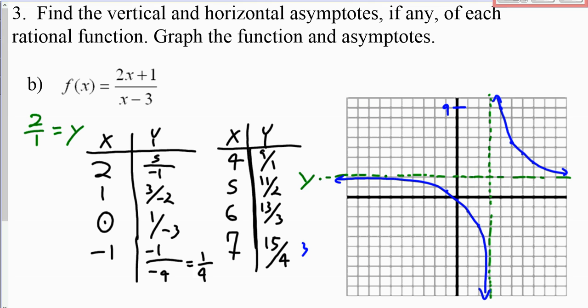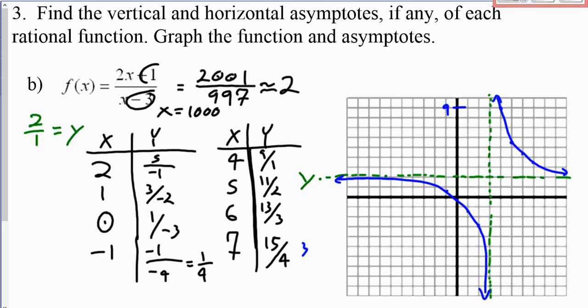You can imagine if x is a very large number, let's say x was 1,000, it should be very, very close to 2, and we can see that in our equation because we get 2,001 over 997. Well, this is very close to 2. As we get further and further out, that -3 and that +1 are not going to have much significance because these numbers are so large as we go to infinity, so it's going to get closer and closer to 2.